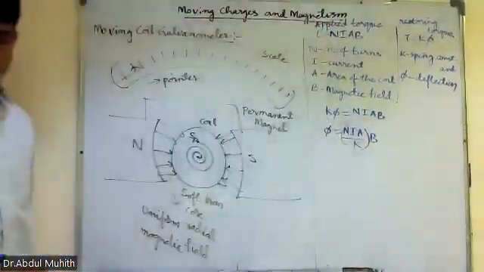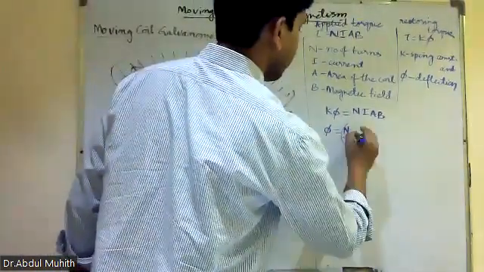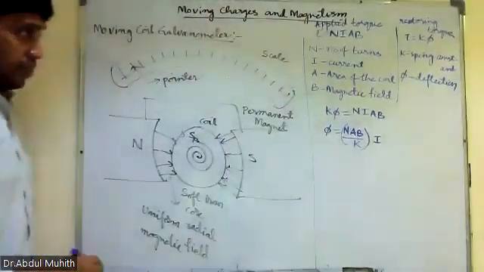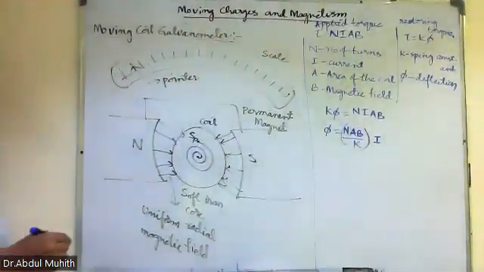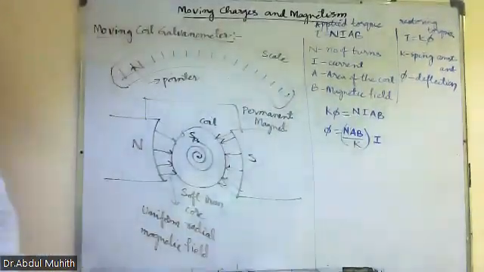N is constant, or sorry, B is also constant here. Okay, A and B are constant, I is the current. Current is variable. N is the number of turns, B is the magnetic field, A is the area of the coil, K is the spring constant, and phi is the deflection. So the deflection is directly proportional.